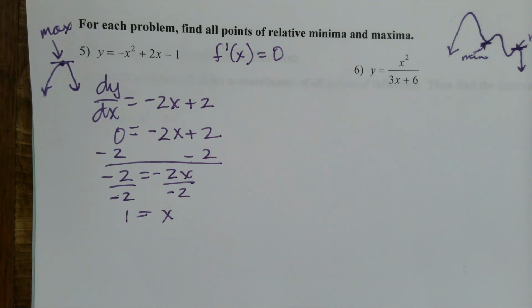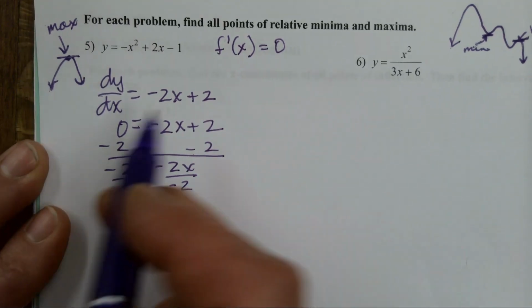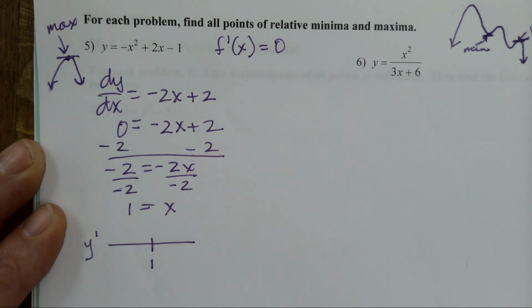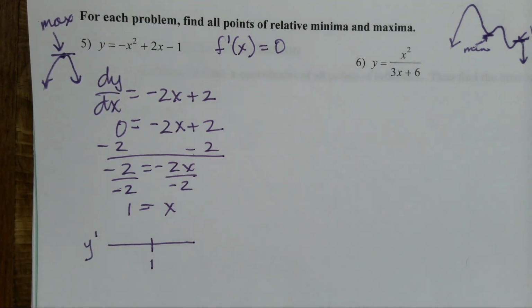And I have a turning point here at 1. Now I know it's a max, but we do something called a prime chart. I'm going to call it a y prime chart. This chart is going to be necessary when I do cube or fourth power functions or a rational function like this one, where I don't even really know what that looks like right now. I knew this was a max, but I don't always know it's a max. And so this y prime chart is what helps me figure out if it is a max or a min.